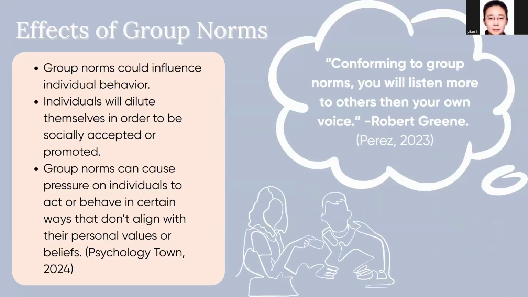Effects of group norms. Group norms can influence individual behavior. Individuals will dilute themselves in order to be socially accepted or promoted. Group norms can cause pressure on individuals to act or behave in a certain way that doesn't align with their personal values or beliefs.